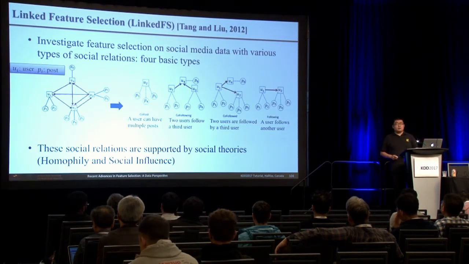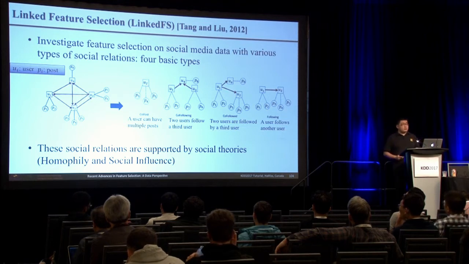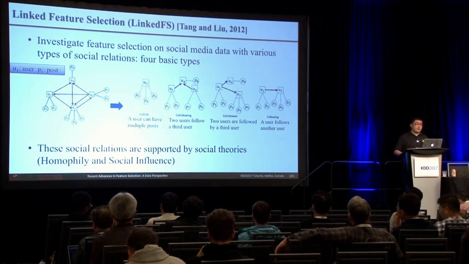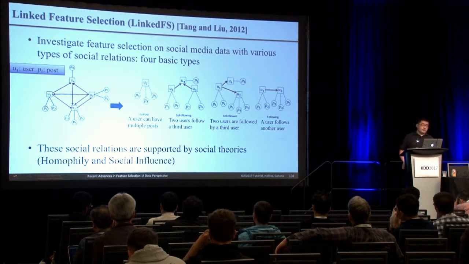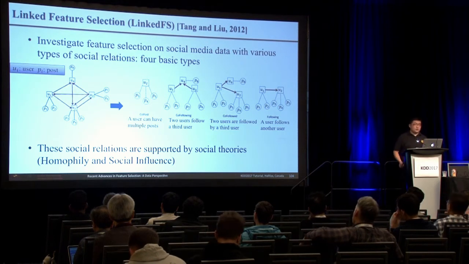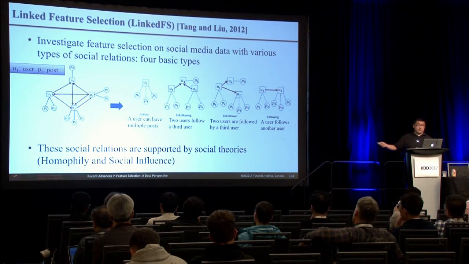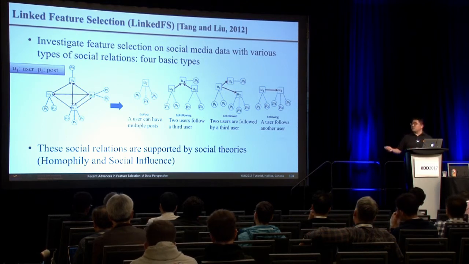The previous method only considers one type of information on the networks. So in this work, LinkedFS, they try to investigate different kinds of relations in social media data. Here is a toy example of social media data, where ui represents a user and pi represents a post. Basically, we can abstract four different types of relations from this graph: the CoPost relation, the co-following relation, the co-followed relation, and the following relation. And actually, these different types of social relations can be supported by the two above mentioned social science theories.